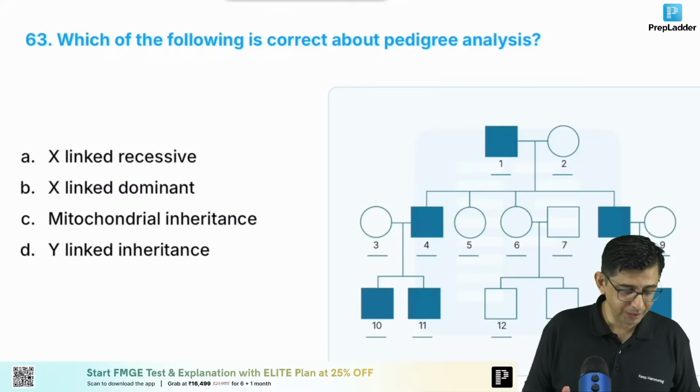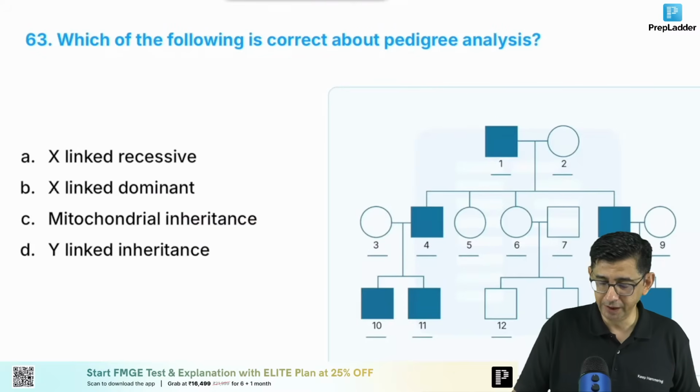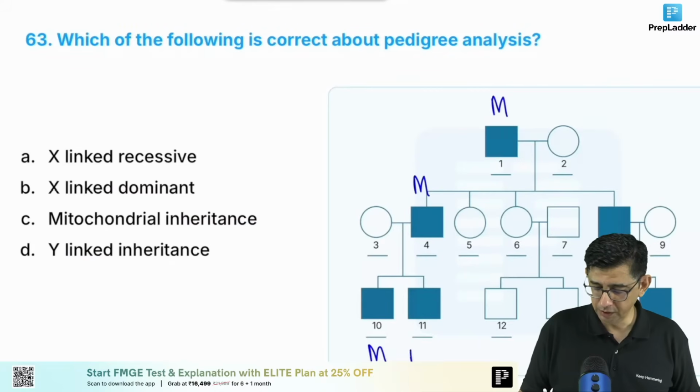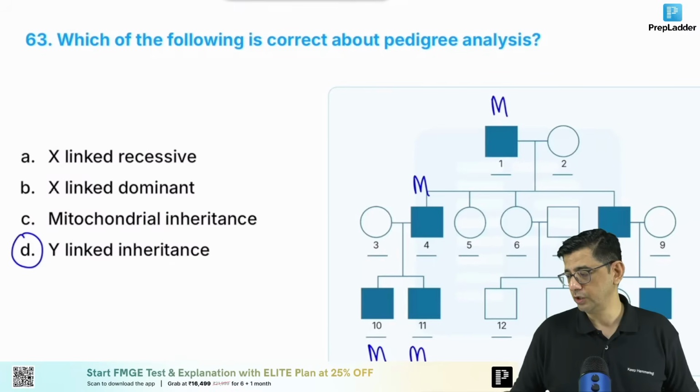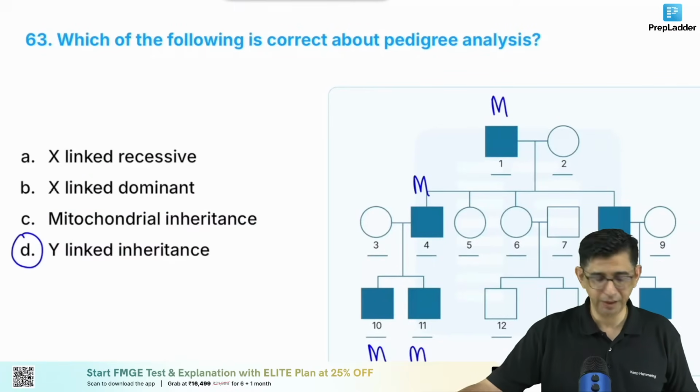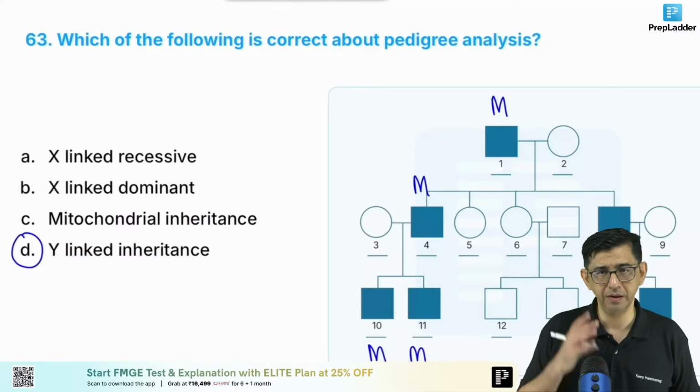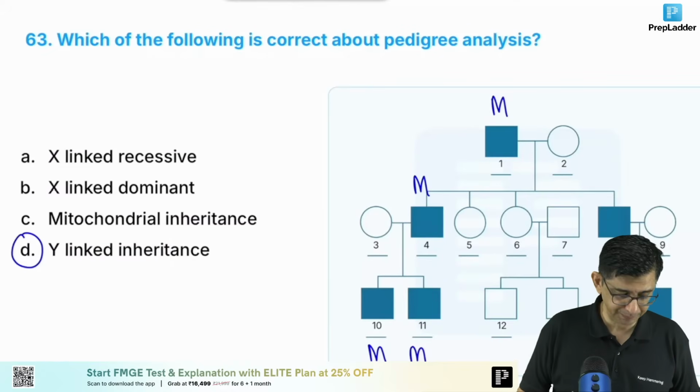Yes, Holandric gene is what we're talking about because it is male to male only transmission. Now only the men are getting affected in this case. So if only the males are getting affected, then it would be a Y-linked inheritance that we're talking about. A Holandric gene is what we're talking about at this particular point of time. Yeah, hairy ears can be present. Yep. Answer to this is D.